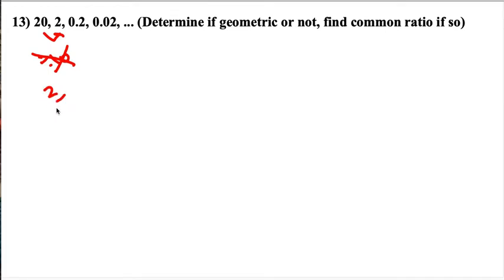Well, 2 divided by 20, and my pen is taking a boat there. We're back. 2 divided by 20 is 1/10 or 0.1. If you verify that, it turns out that R is equal to 0.1, right? And therefore, this is geometric.